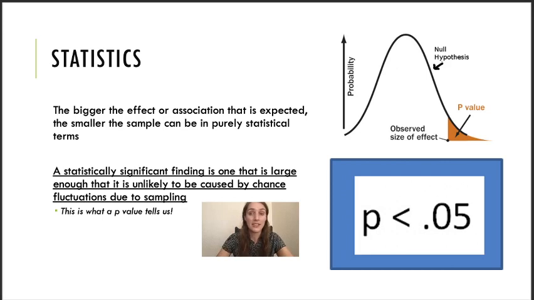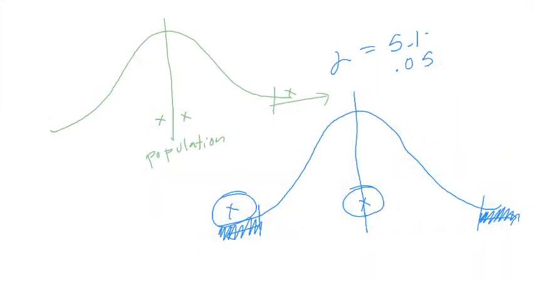So here we have a statistically significant finding is one that is large enough that it is unlikely to be caused by chance fluctuations due to sampling. All right, so that's a little wordy. All of this is a little verbose and difficult to unpack. So let's hop back to the whiteboard. Let's do a little bit more drawing here. Let me get a new slide for us. So let's go over a few of these topics here. Let me draw.